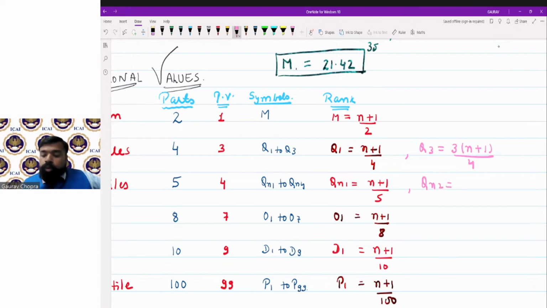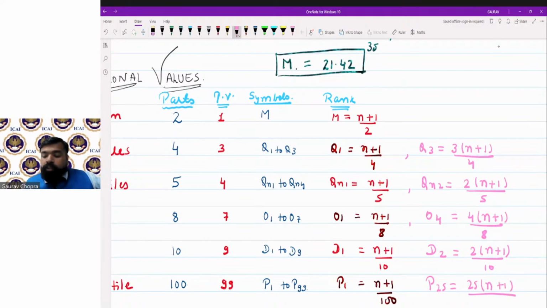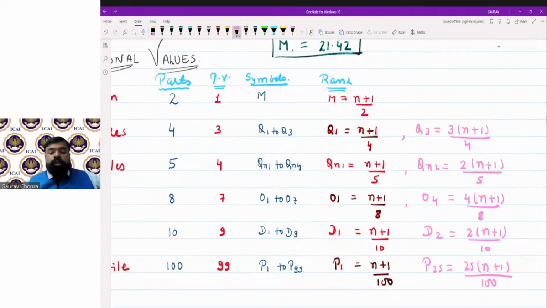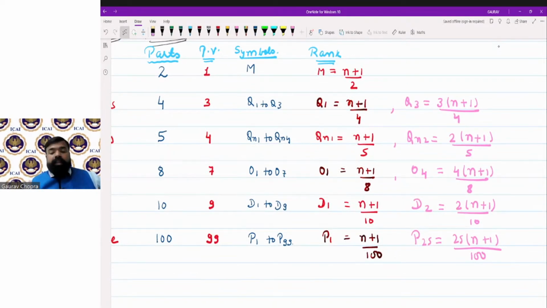If you have to calculate Qn2, it is 2 into n plus 1 upon 5. If we have to calculate O4, it is 4 into n plus 1 upon 8. If we have to calculate D2, it is 2 into n plus 1 upon 10. If you have to calculate P25, then 25 into n plus 1 upon 100. So in this way, you can calculate any rank.